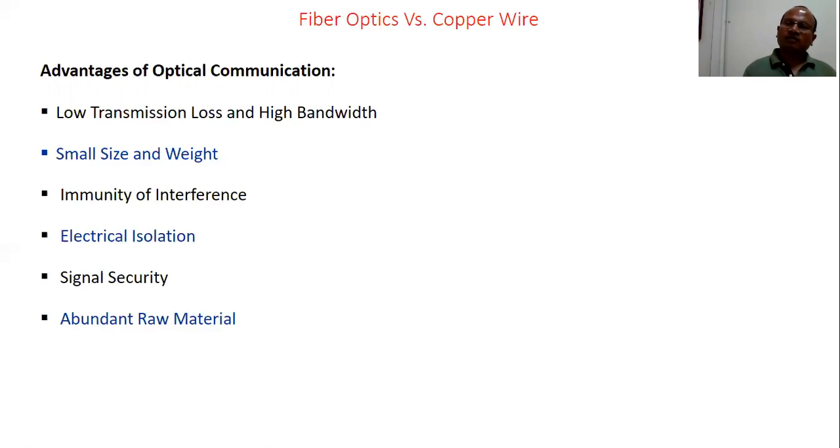So even if electrical connections and these things are there, the glass media is isolated. So it provides you the extra isolation or insulation that always makes the system safer to use. Signal security is better, it is enhanced. More security is there in an optical communication system as compared to the copper wire communication system.